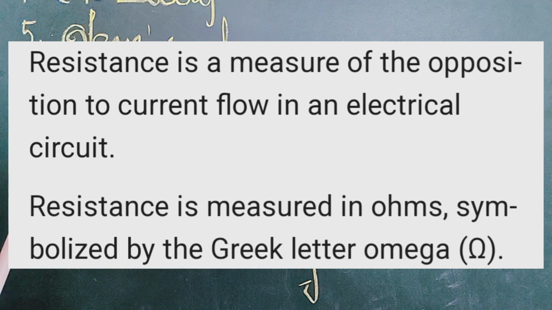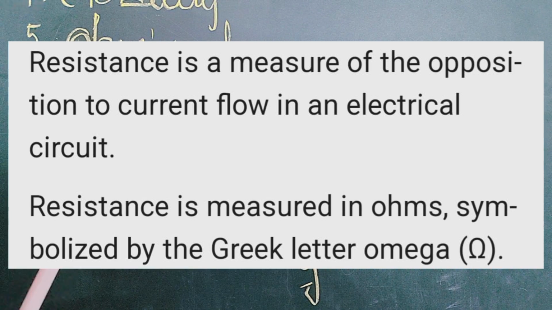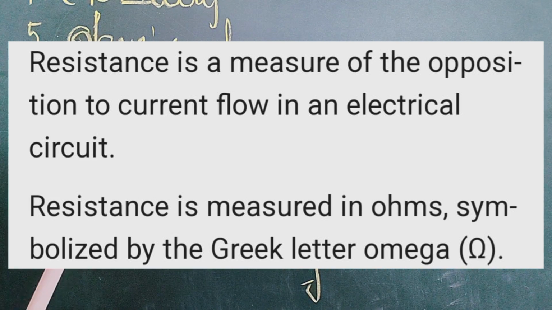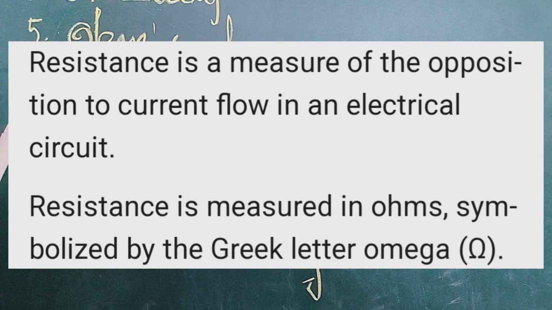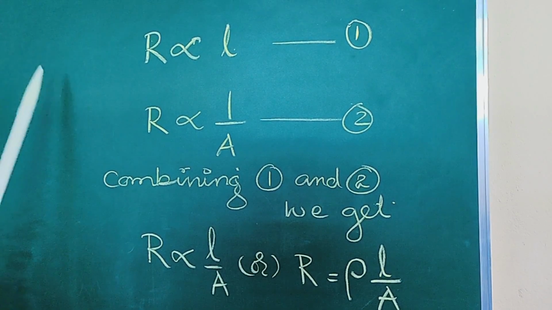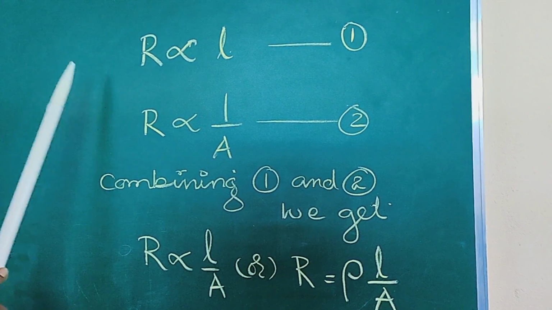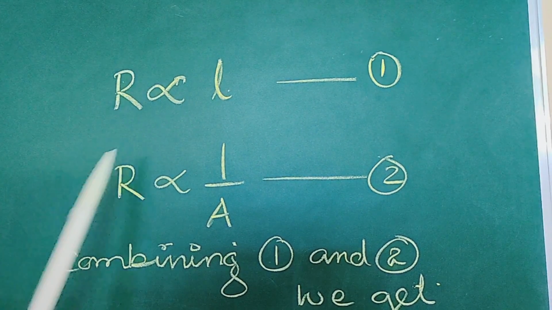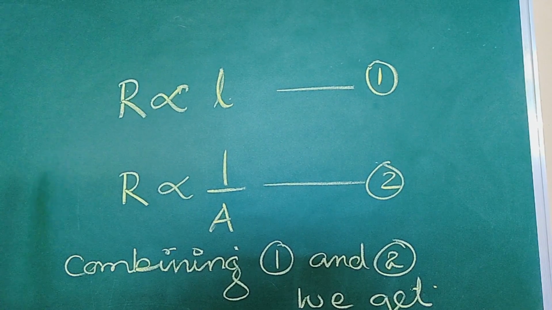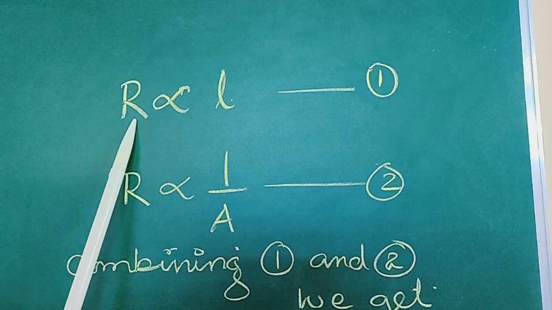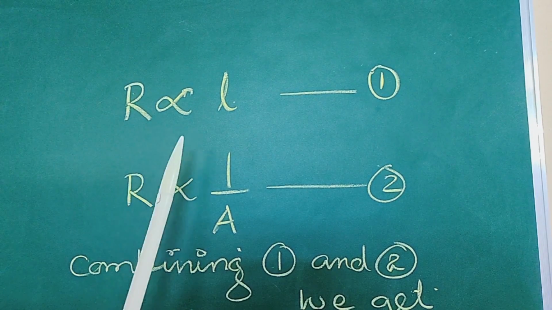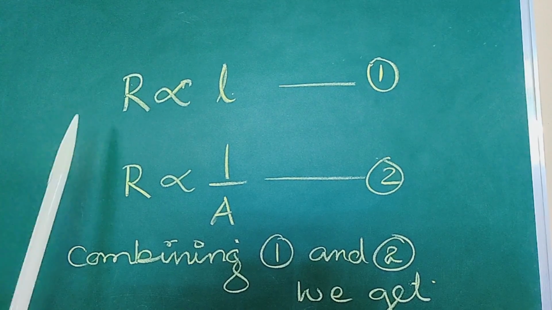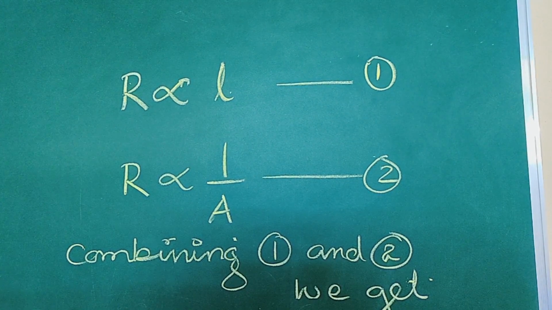So now, how is resistance affected by different factors? What are the factors by which resistance is affected? Now we'll discuss the factors. The resistance is influenced by two or more factors. The factor number 1, length. If the length of the resistor wire is increasing, the resistance also increases. If the length of the resistance wire is decreasing, the resistance also decreases. This we can consider as directly proportional.